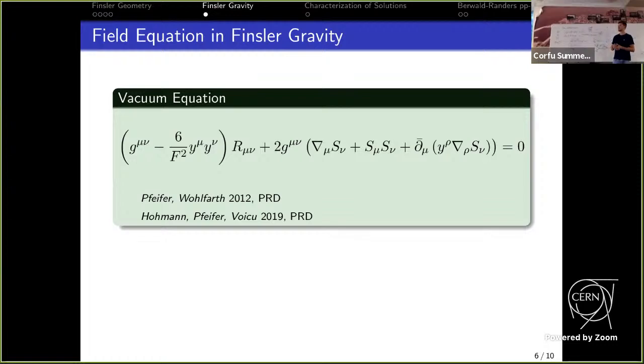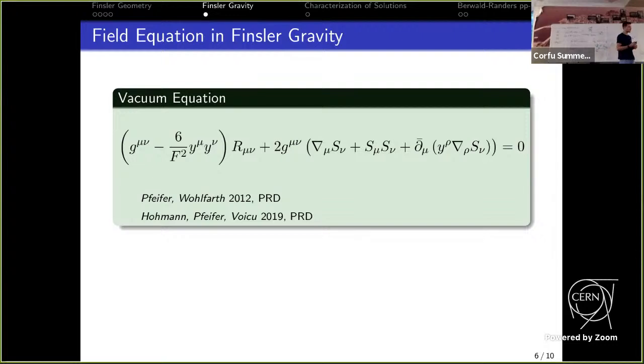The way in which this equation was derived is by starting from the Einstein-Hilbert action, which you can generalize in a very natural way to Finsler spacetimes. Then you compute the variation and set it to 0. And this is exactly the equation that you get out.